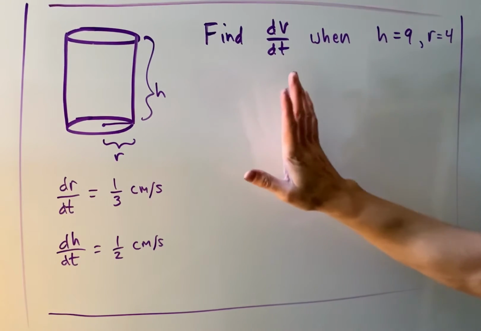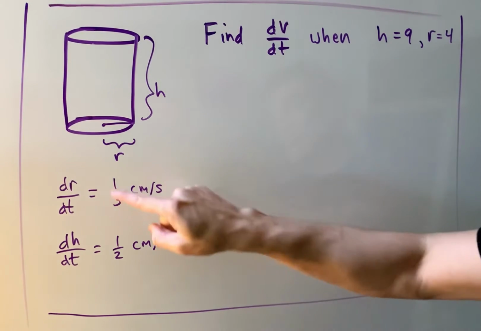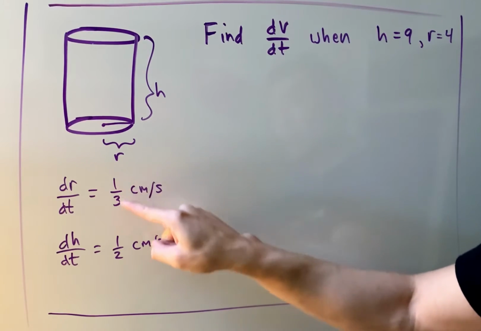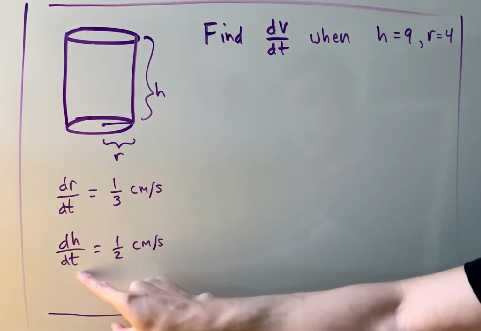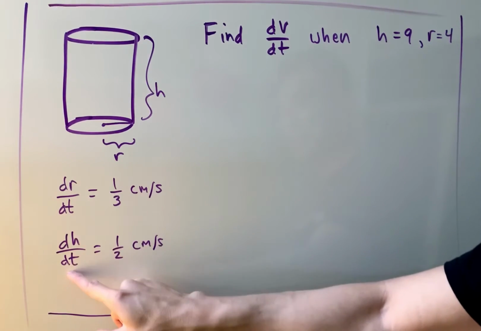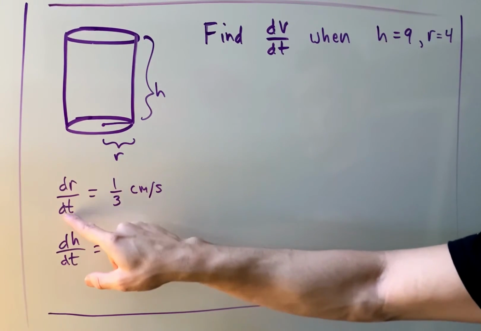So here we have a cylinder whose radius is r and whose height is h. And we're told that the radius is increasing by 1/3 of a centimeter every second, and the height is increasing 1/2 centimeter per second. That's why I use dr dt, dh dt. dr dt denotes the rate of change of the radius with respect to time.